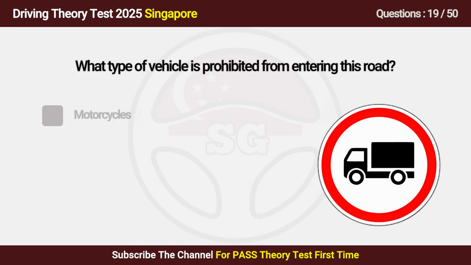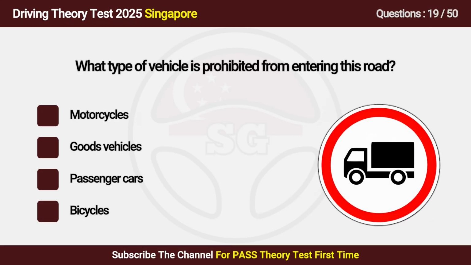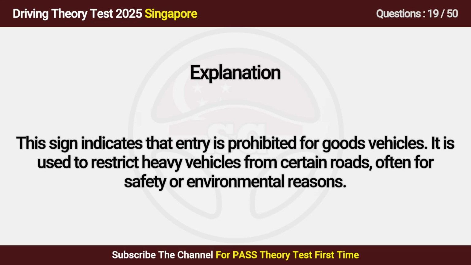Question 19. What type of vehicle is prohibited from entering this road? A. Motorcycles. B. Goods vehicles. C. Passenger cars. Answers is B. Goods vehicles. This sign indicates that entry is prohibited for goods vehicles. It is used to restrict heavy vehicles from certain roads, often for safety or environmental reasons.